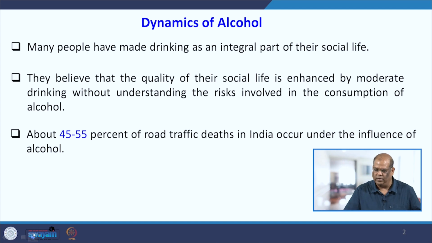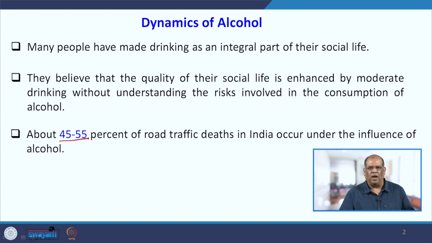Today we will be talking about a very interesting model, namely the mathematical model of the dynamics of alcohol. Many people think that drinking is an integral part of social life, and they believe that the quality of social life is enhanced by moderate drinking without understanding the risk involved in the consumption of alcohol. As you have noticed, 45 to 55% of traffic deaths in India occur because people are driving under the influence of alcohol.